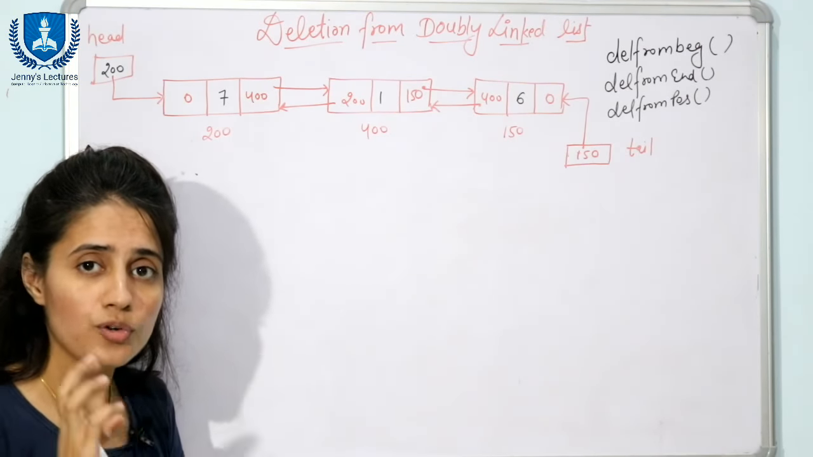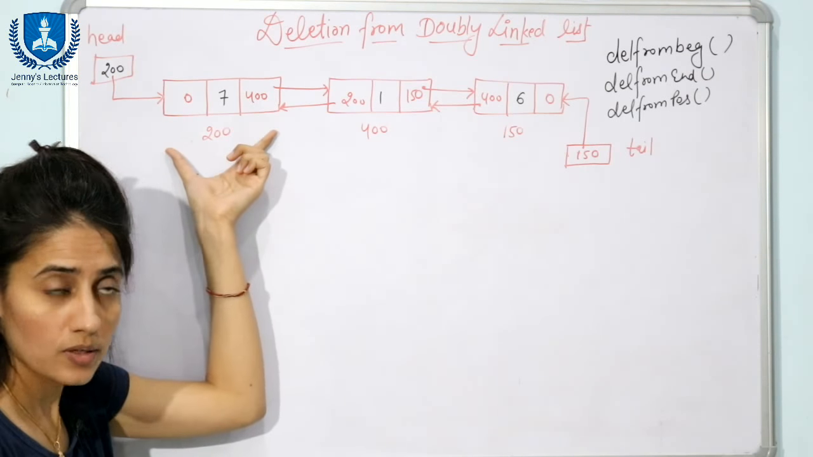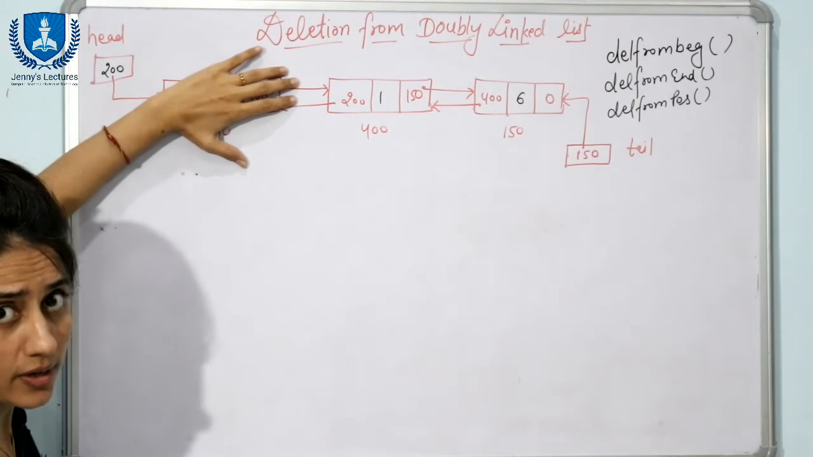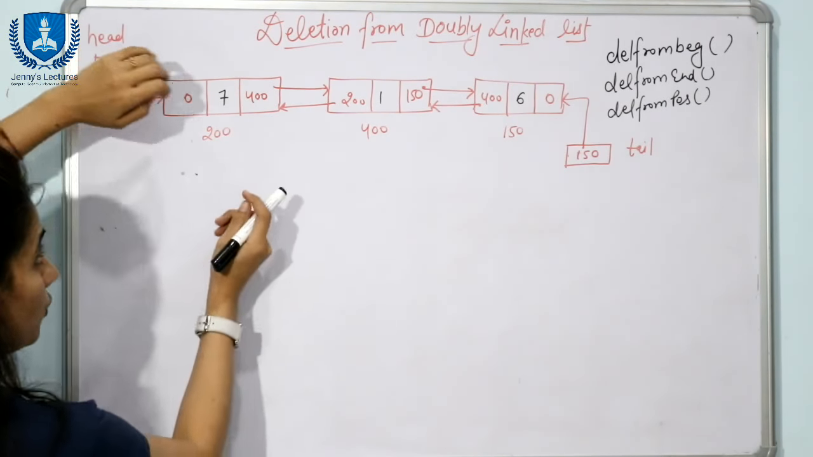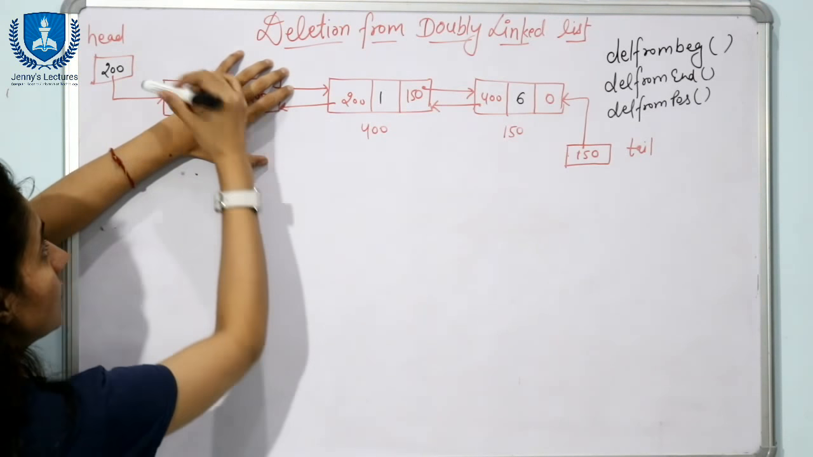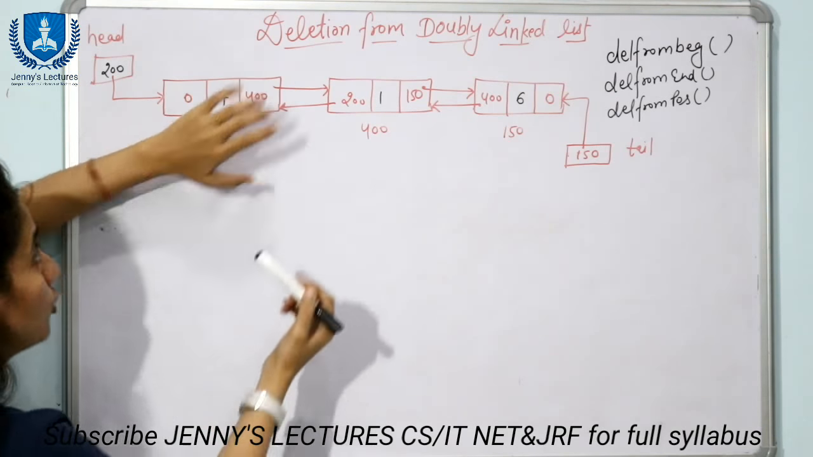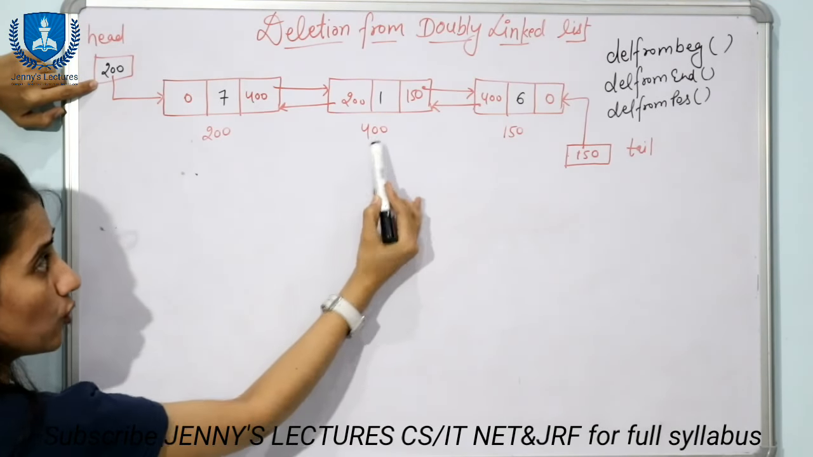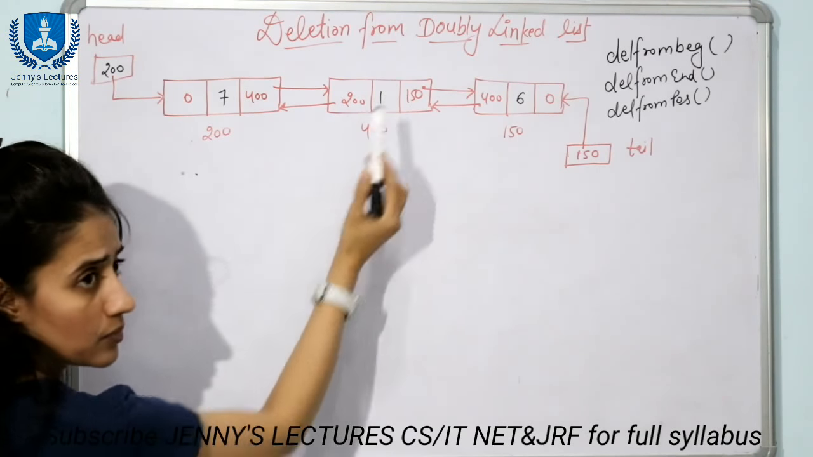Now, I want to delete data from the beginning. I want to delete this node from the list. So what do you have to update for this? If you want to delete this node, the head will contain the address of the next node, so in head you will store 400. Now head is going to point here.